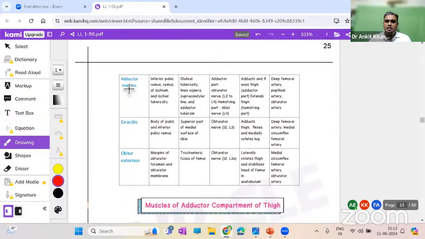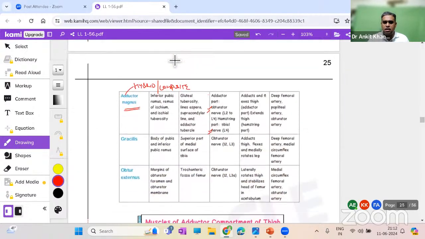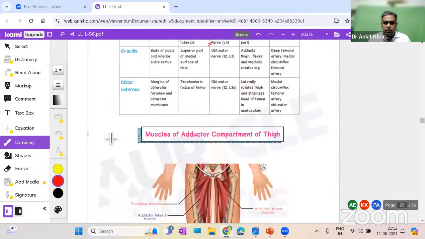Let me show you adductor magnus. Right over here, the adductor part is supplied by the obturator nerve and the hamstring part by the tibial nerve. So this is also your hybrid or composite muscle. These questions do come, so understand this. The rest are the 3 adductors: longus, brevis, magnus, gracilis, and obturator externus. Simple as that. Goa, you can remember Goa, a famous holiday destination in our country.